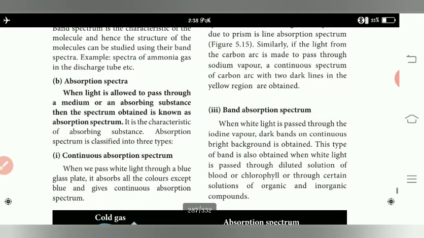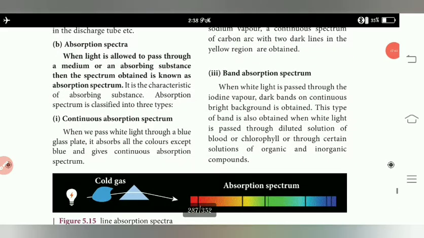The second one is called absorption spectra. When light is allowed to pass through a medium or an absorbing substance, the spectrum obtained is known as the absorption spectrum. The absorption spectrum, depending on the character of the absorbing substance, is classified into three types.